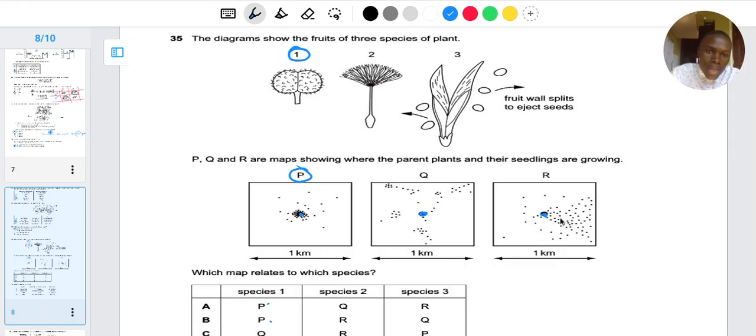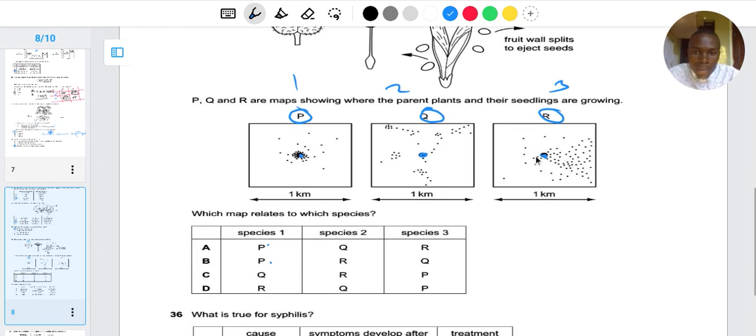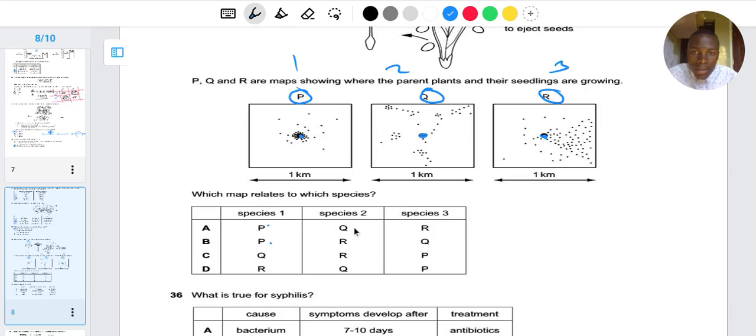So they are spreading. Meaning to say, this one is going to be 2 and this one is going to be 3. So we have 1, 2, 3. Okay, so this one is going to be Q, this one is going to be R. As a result, our answer is just going to be A.